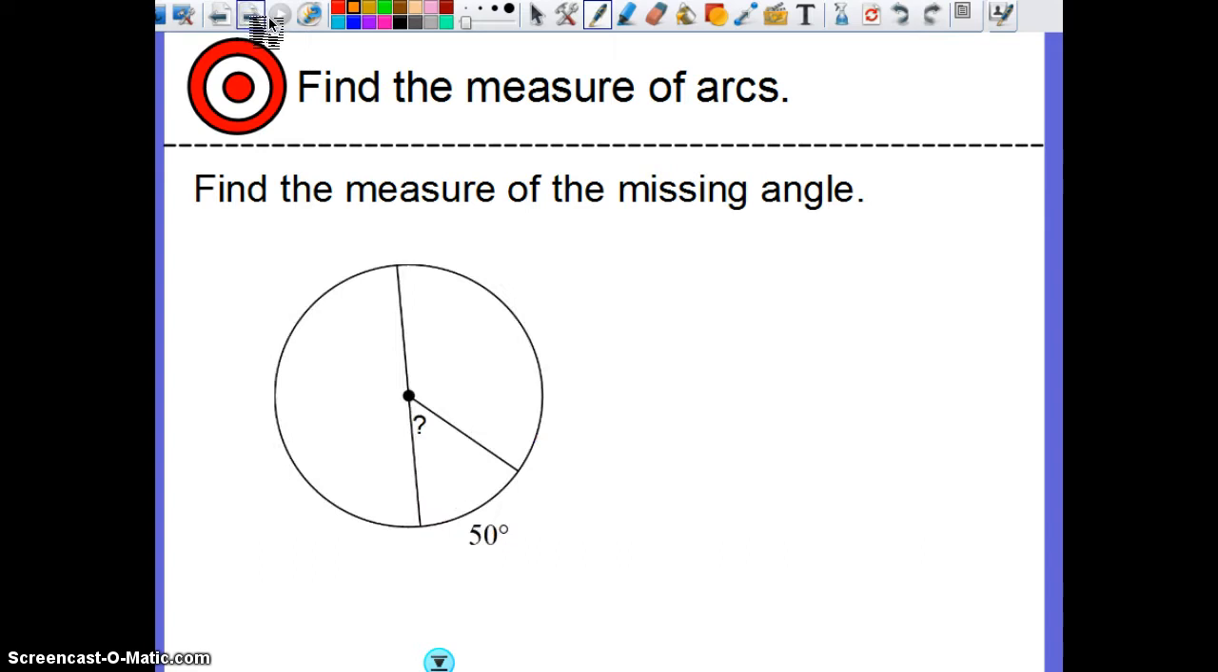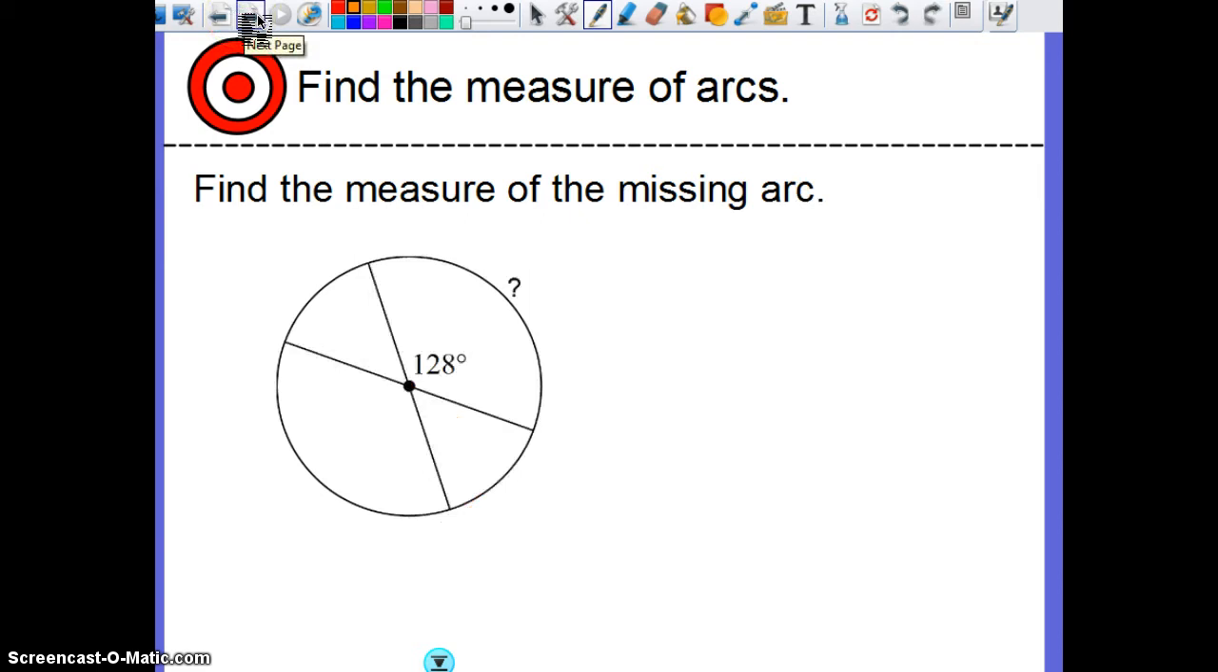Okay, let's try another one. So like this one right here, okay, so this arc is 50 degrees. So what would be the measure of this angle in here? It would be 50 degrees. Very nice.